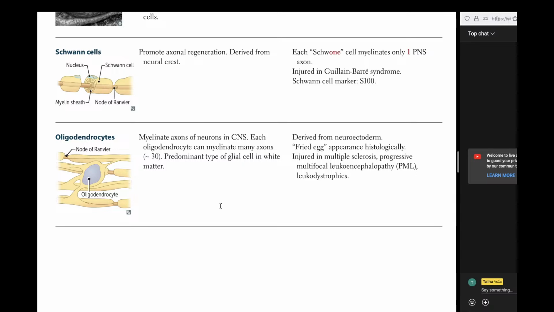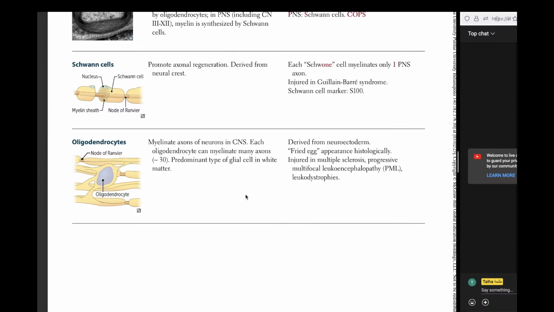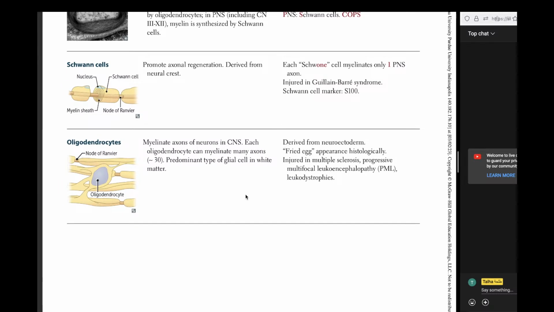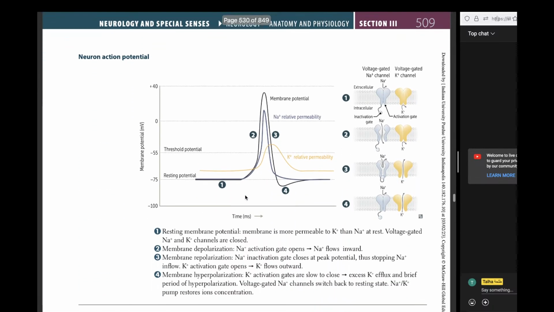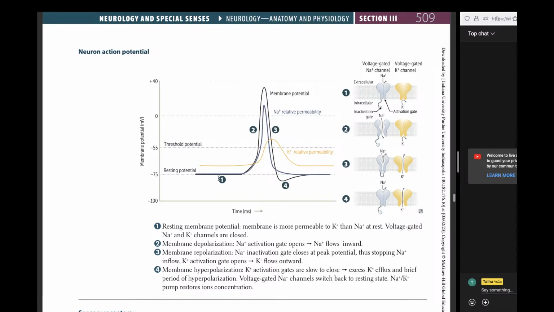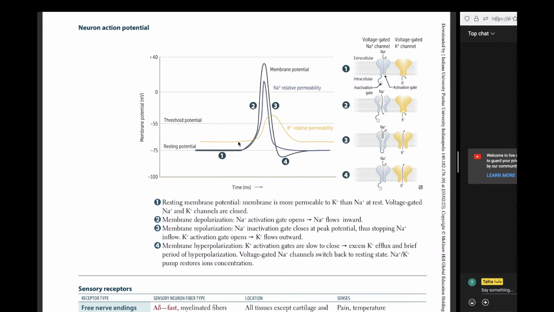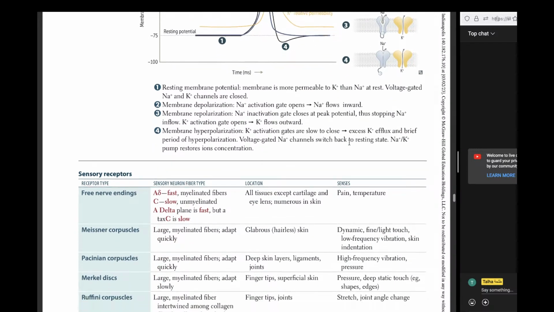Okay, continuing on. Derived from neuroectoderm, they have a fried egg appearance histologically, injured in multiple sclerosis, progressive multifocal leukoencephalopathy, PML, and also in leukodystrophies. Okay. Those are oligodendrocytes which myelinate CNS. Okay, this is an axon. I know the axon potential stuff. Yeah. Got you. Yes, that's fine. We don't need this.